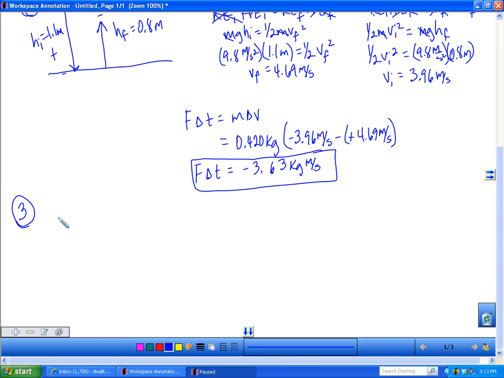I'll try to also. It says, what is the momentum of a 10,000 kilogram truck? So part A, 10,000 kilograms.